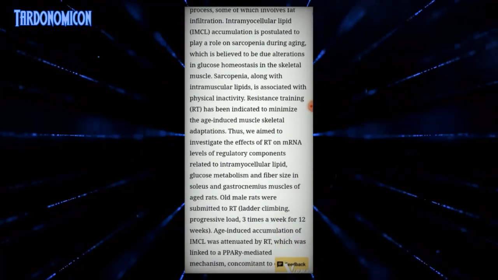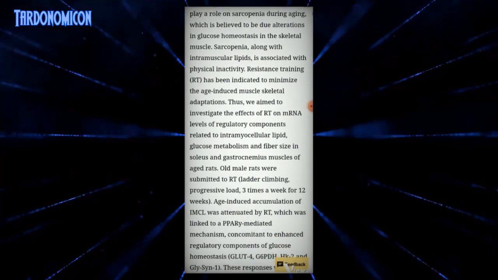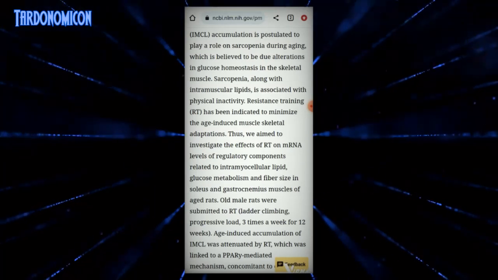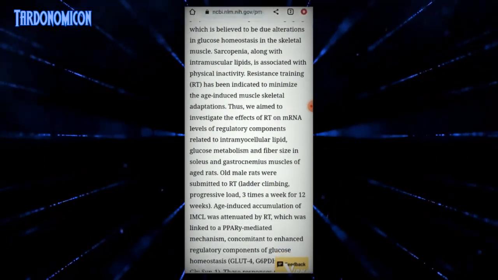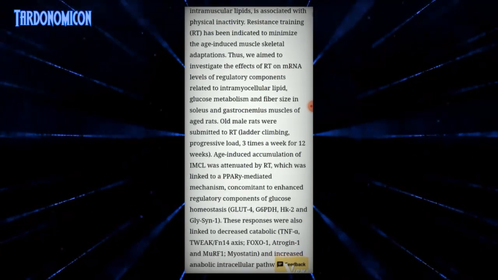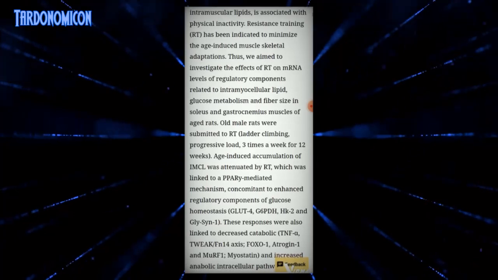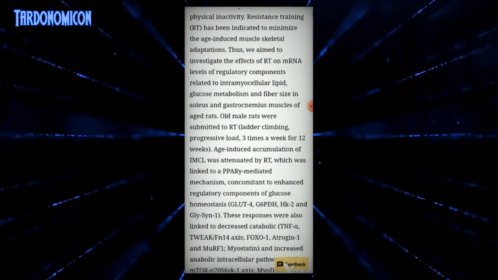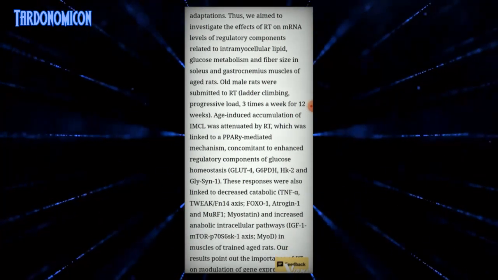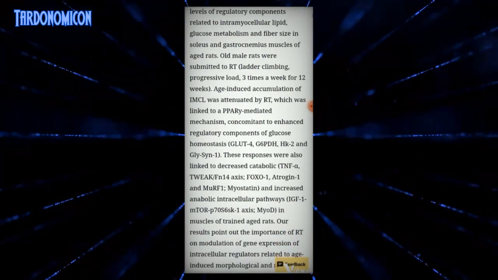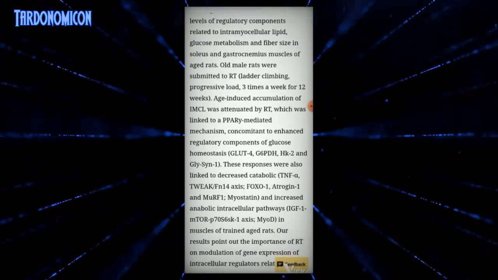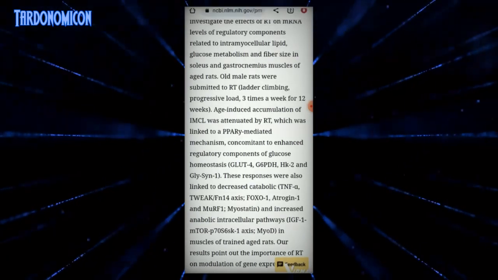Sarcopenia, along with intramuscular lipids, is associated with physical inactivity, okay, which shows you that our cattle are not getting the exercise they need. Resistance training has been indicated to minimize the age-induced musculoskeletal adaptations. Thus, we aim to investigate the effects of resistance training on mRNA levels of regulatory components related to intramyocellular lipid, glucose metabolism and fiber size. So, is it making the muscles bigger, and are the muscles using sugar, blood sugar, more?